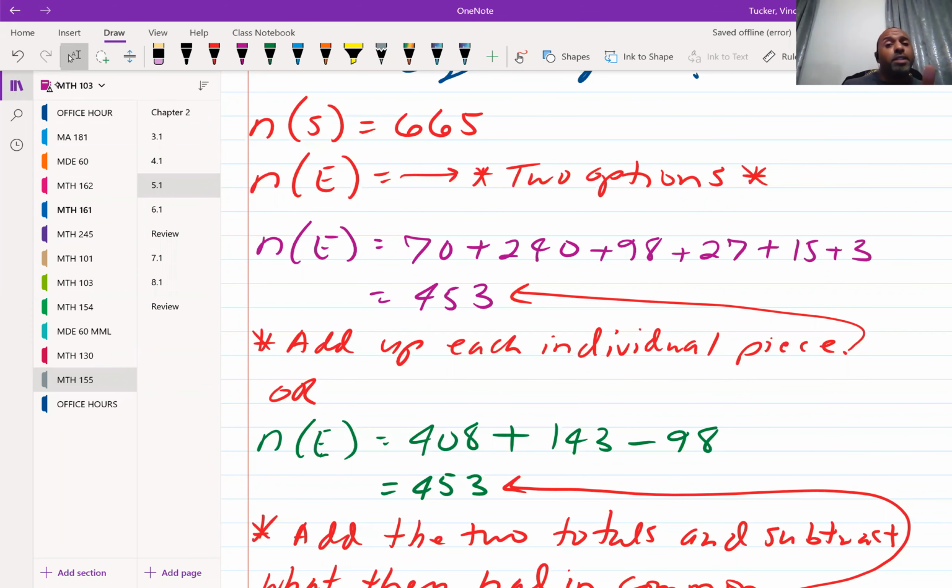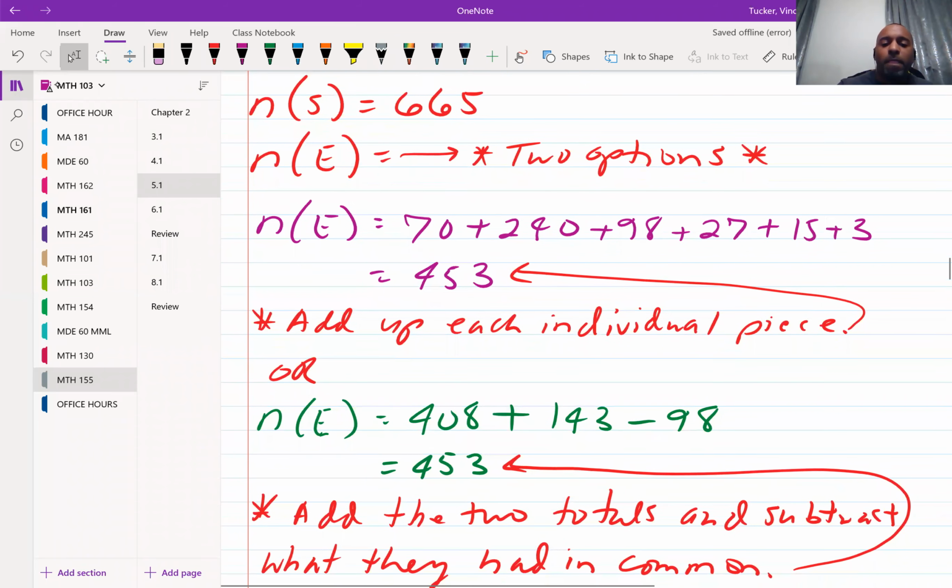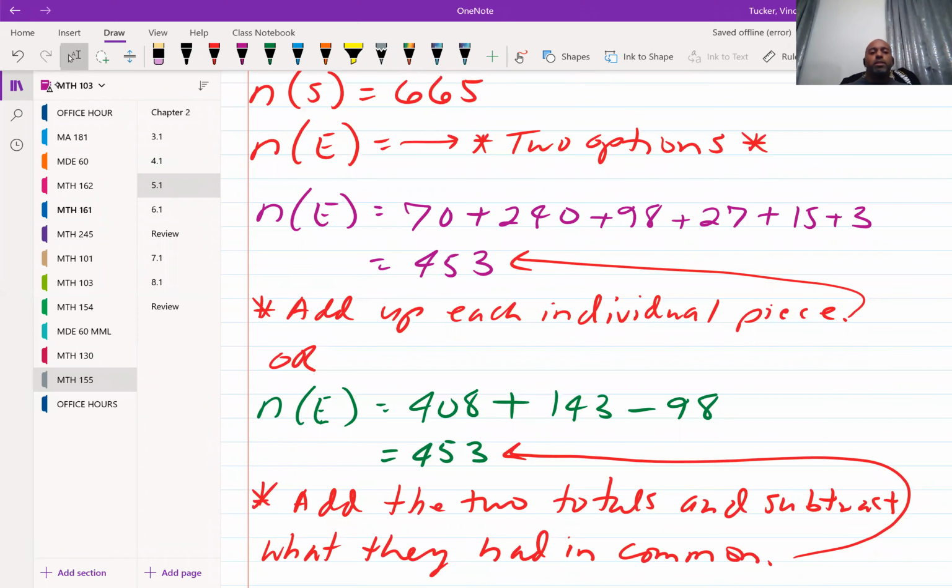Once again, we're still in the same problem. So our total number of people altogether is 665. But those would be the two different ways you can get 453. Yes? Can you just go over that one more time? I didn't catch it with the scrolling up and down.